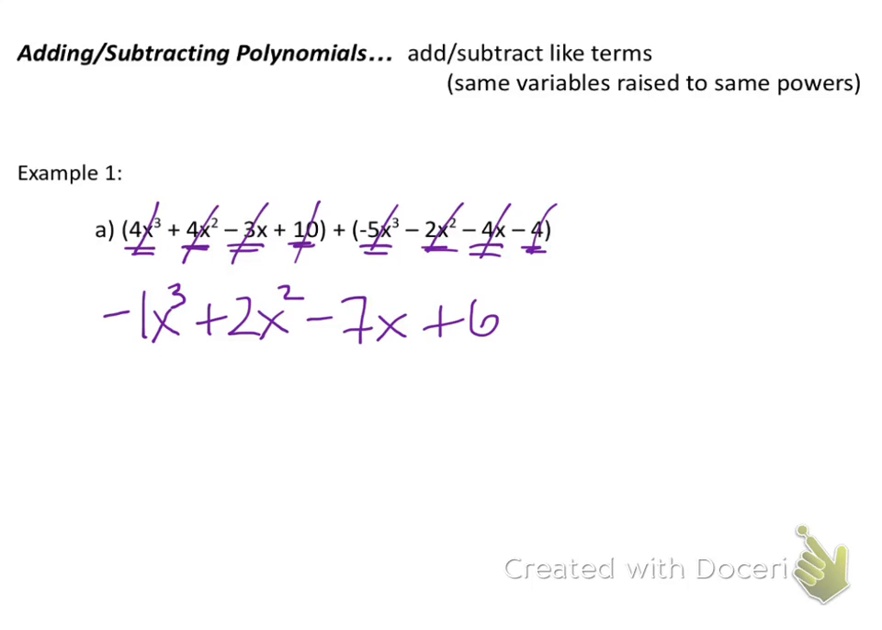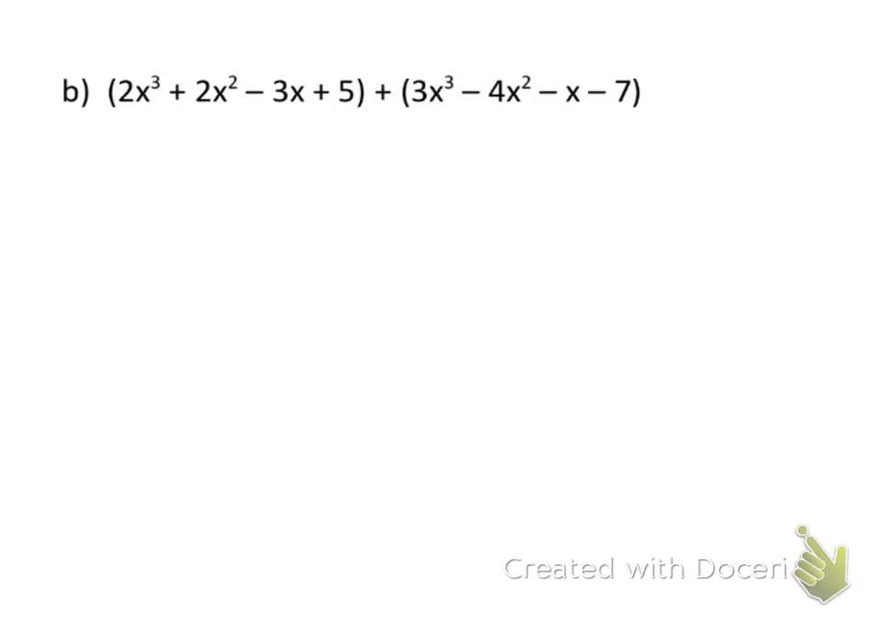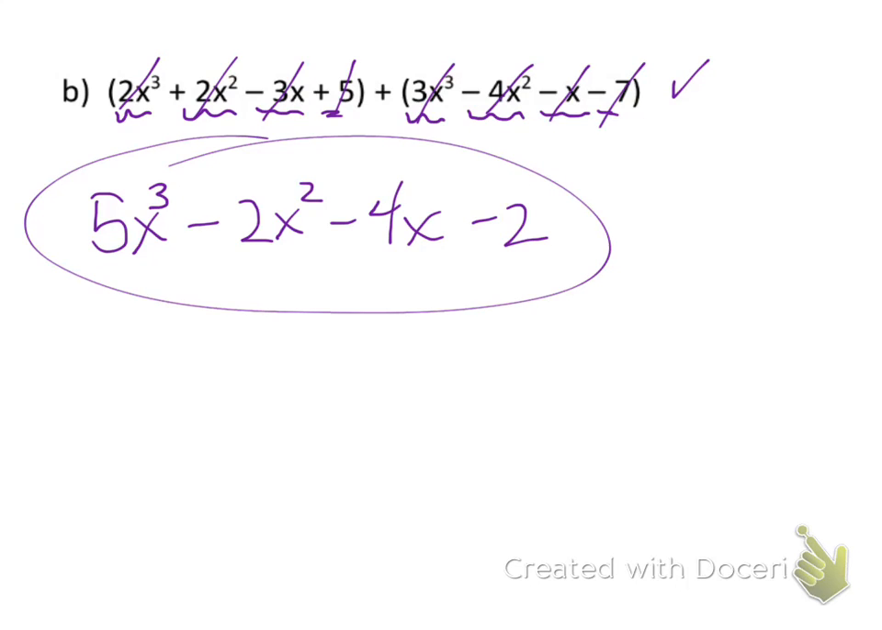I tend to cross things off because then when I'm done combining my like terms, I can look back and know that, yes, indeed, I've added everything together that I need to, and that's my final answer. You should pause the video right now and try to do this problem on your own, and I will just pop up the answer, and hopefully you'll get the same thing.